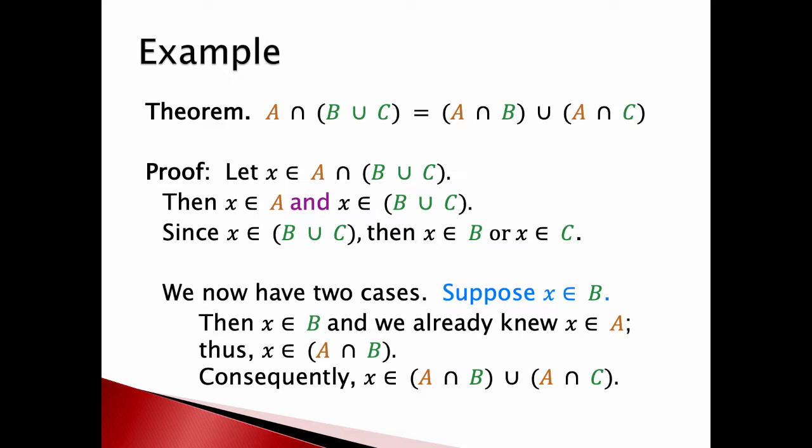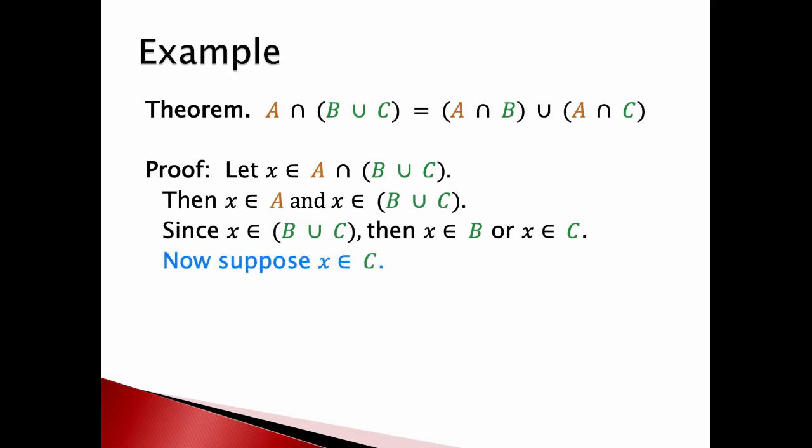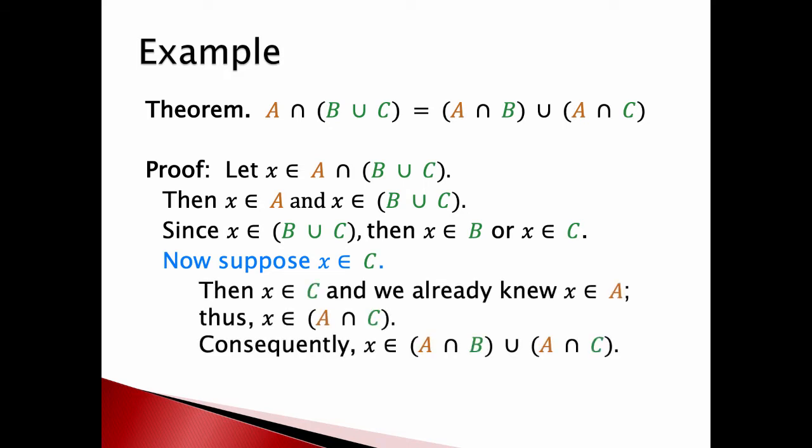Now, of course, there's another case. We could have X inside of C instead. Well, you see exactly the same thing happens. If X is in C and we already knew X was in A, X has to be in A intersect C. So instead of being in the first half of that last line there, instead of being in A intersect B like we had on the previous screen, now X is contained in A intersect C. So clearly it's contained in the union of A intersect C with whatever else.